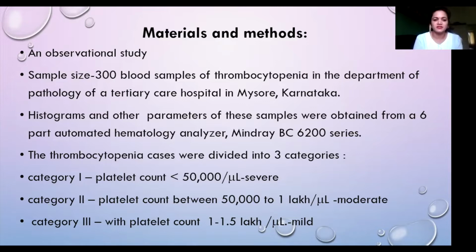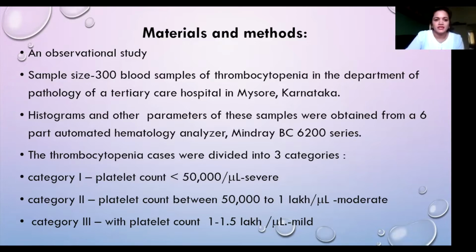The 300 cases of thrombocytopenia were divided into 3 categories based on the platelet count: category 1, a severe thrombocytopenia category with less than 50,000 platelet count; category 2 with the platelet count between 50,000 to 1 lakh; and category 3 with the platelet count of 1 to 1.5 lakh per microliter. And this is the severity of thrombocytopenia which we have taken into account for our study.